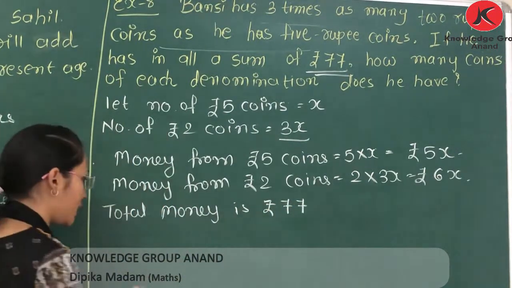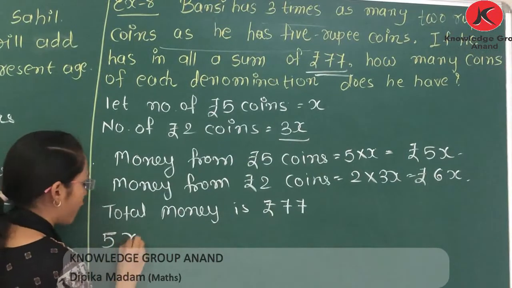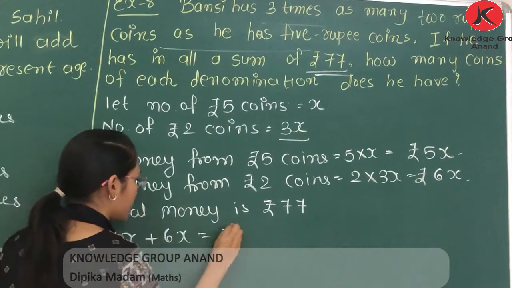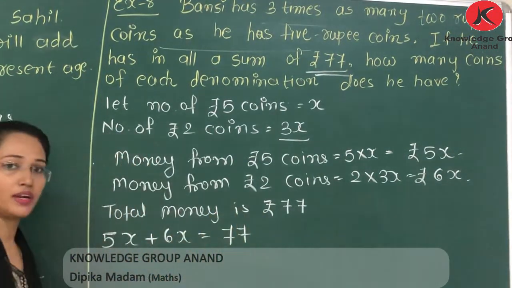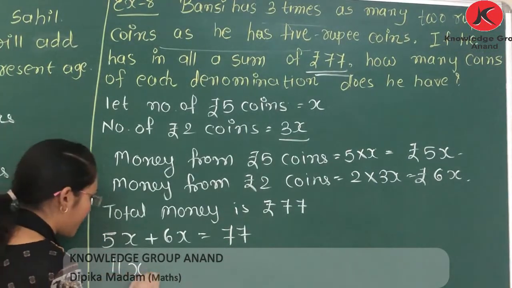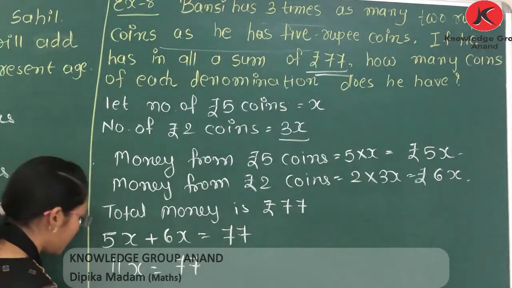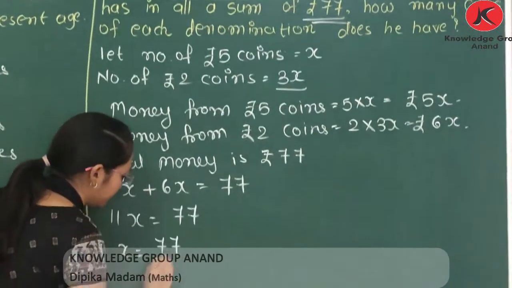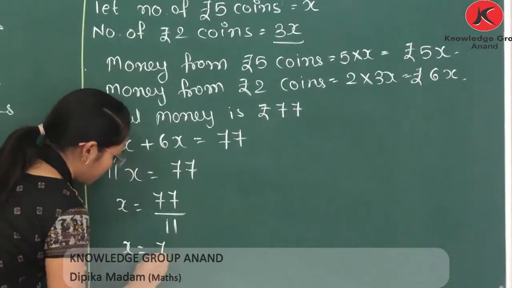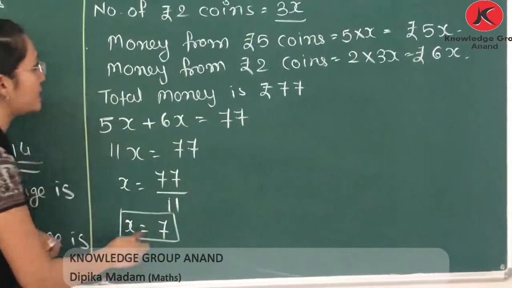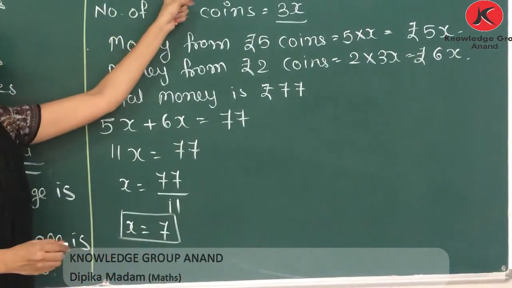So you can write 5x plus 6x is equal to 77. 11x is equal to 77. Now 11 goes to the denominator. So what is this x? x is the number of coins of 5 rupees.